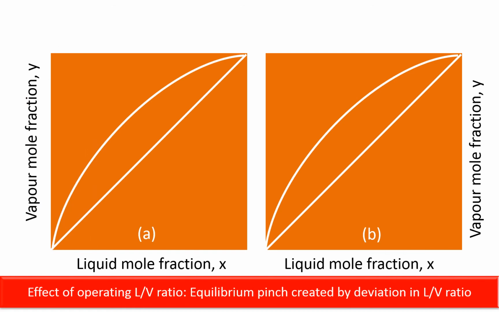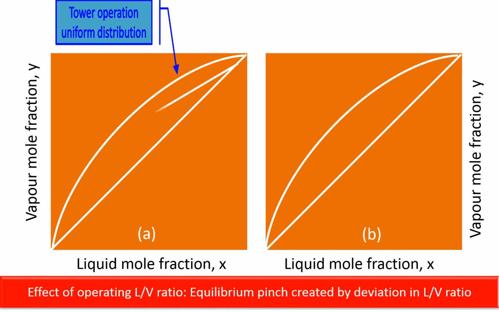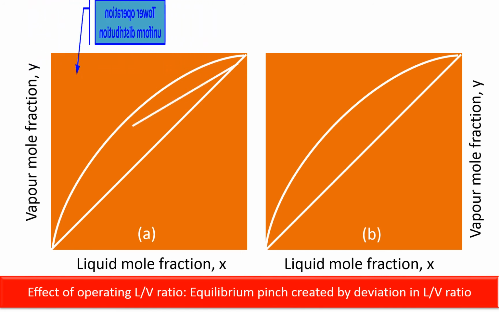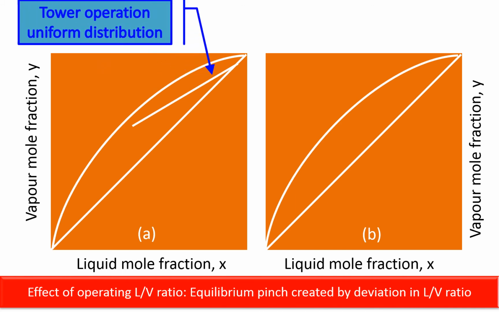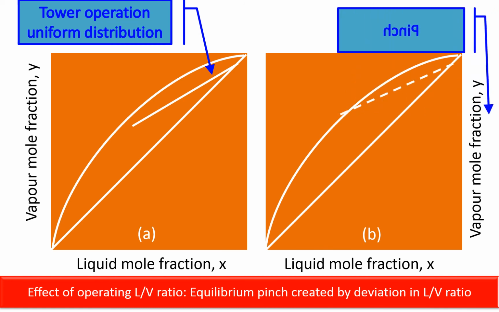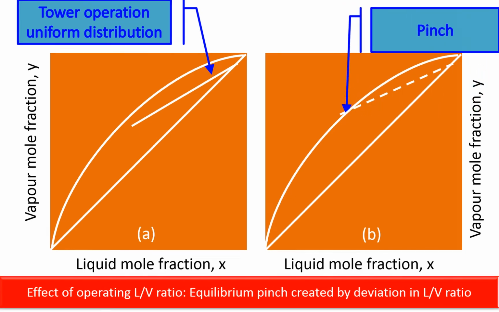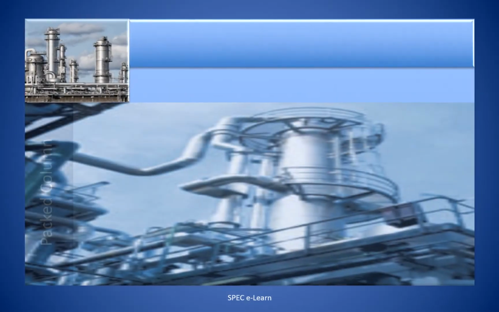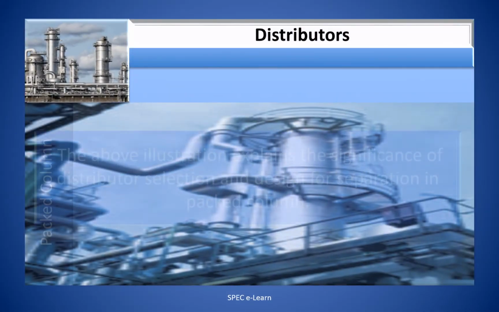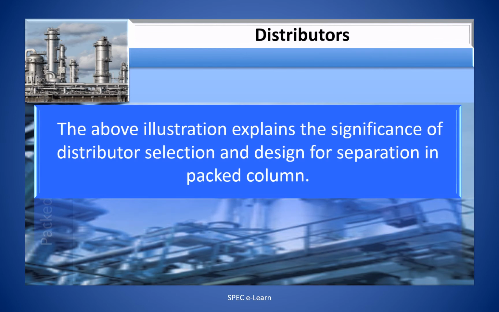This figure illustrates the effect of operating L by V ratio. Figure A illustrates the normal tower operation with the liquid getting uniformly distributed, and the L by V ratio is uniform across the cross section of the tower. Figure B illustrates the maldistribution of liquid, with some section of the packing not getting liquid, so the L by V ratio is minimum or even less than that, causing a pinch. The above graphical illustration explains the significance of distributor selection and design for separation in packed column.